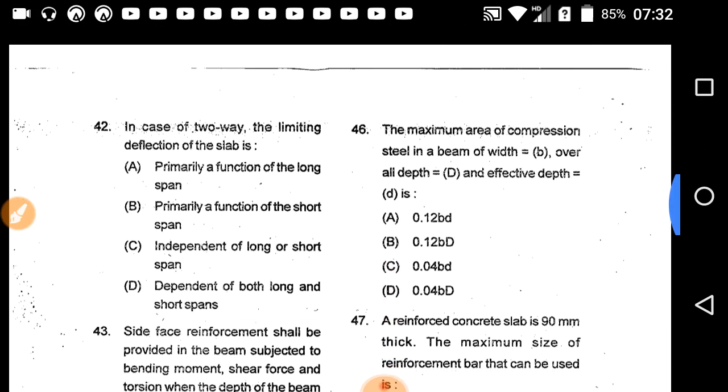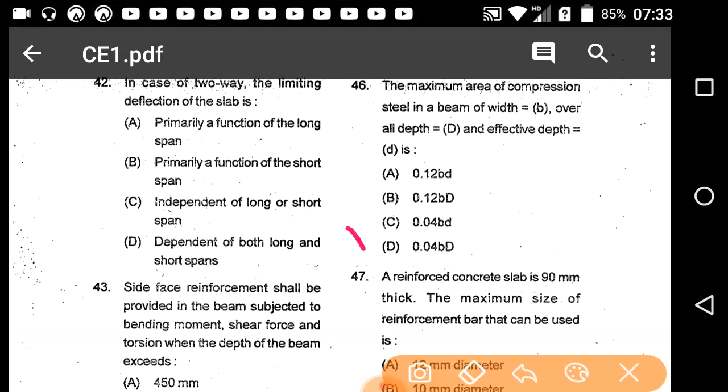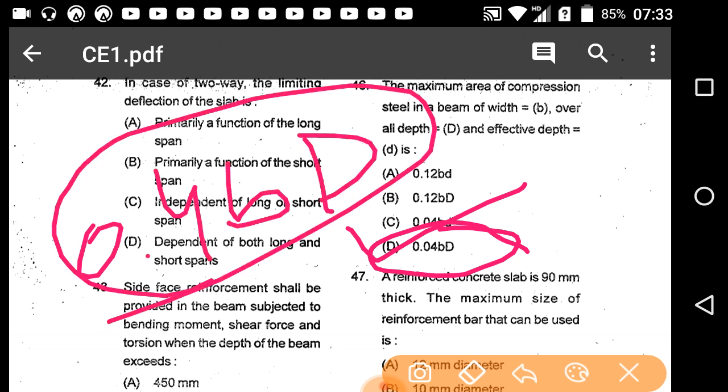46. The maximum area of compression steel in a beam of width B and overall depth D, the effective depth is d. Options: 0.12 B D, 0.12 B D, 0.04 B d, 0.04 B D. So here the correct answer will be 0.04 B D, option D, not small d. Option D will be the correct answer, where D is the overall depth.